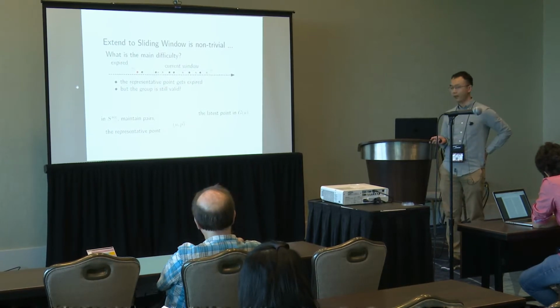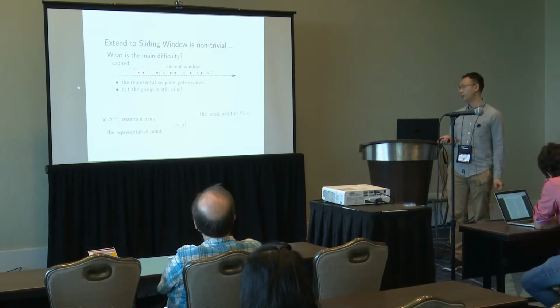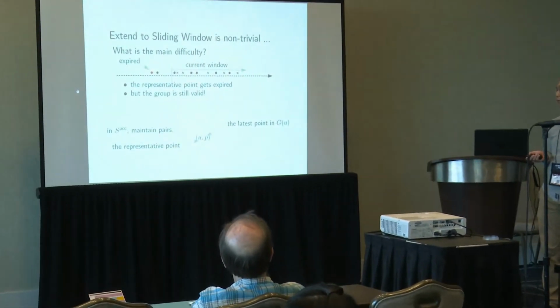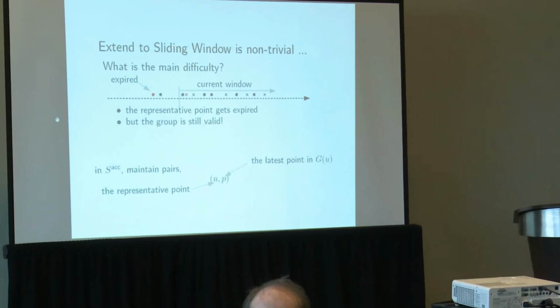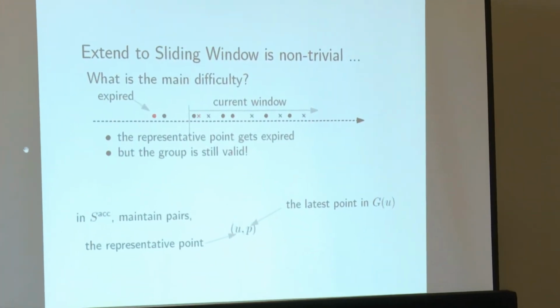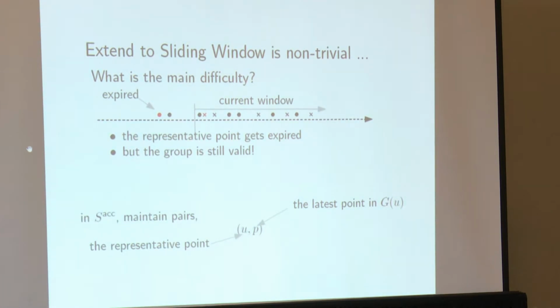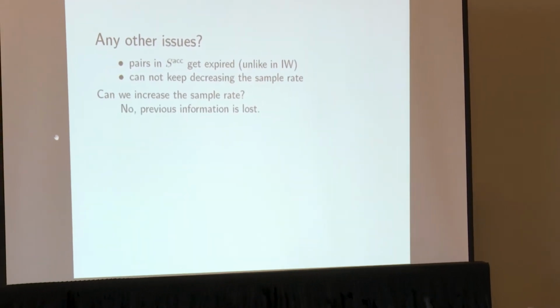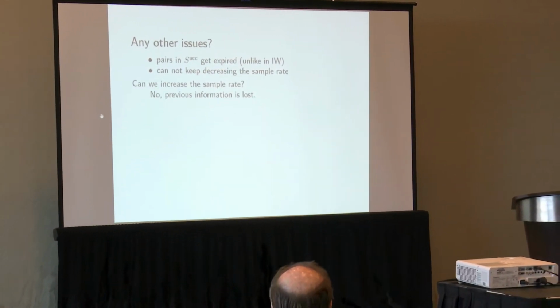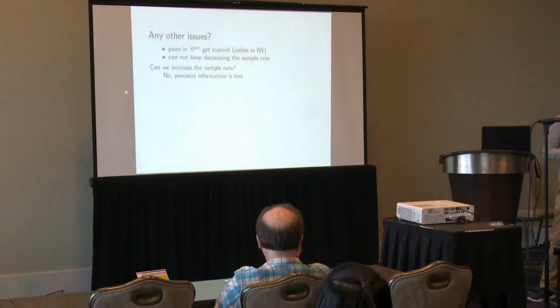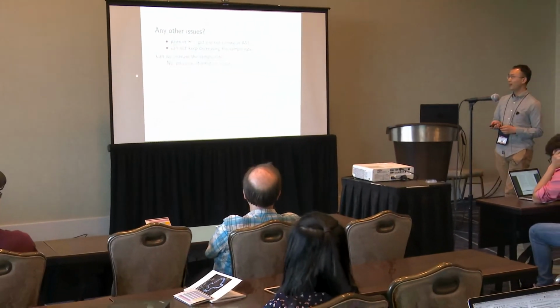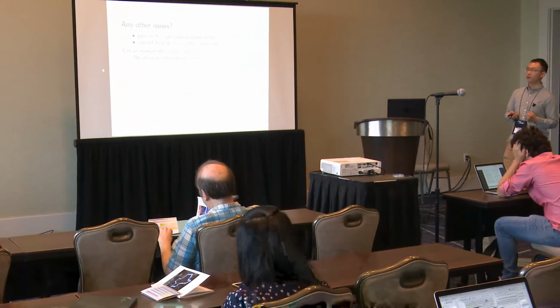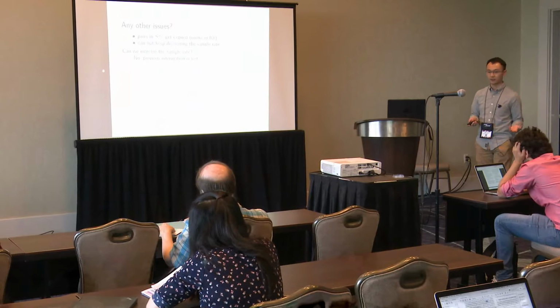A simple fix is we maintain a pair instead of just a point. We maintain the representative point, but we also maintain the latest point in the same group. Whenever we see a new point in this group, we just update it. And if even the latest data point is expired, then we just throw away this pair. Another issue is even the pair itself gets expired. We couldn't just keep decreasing the sample rate, because then maybe nothing remains for this group.